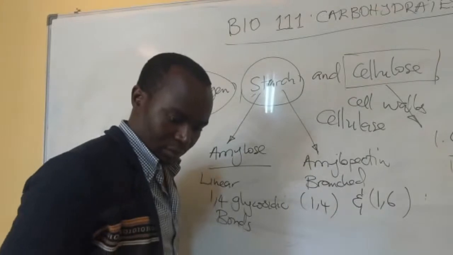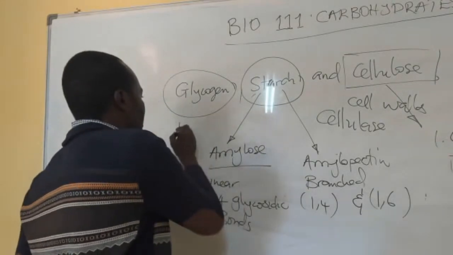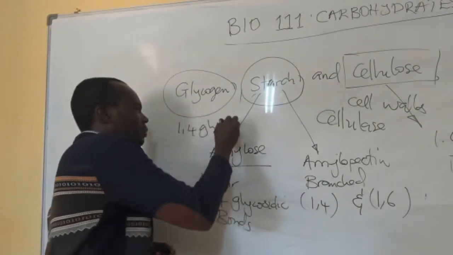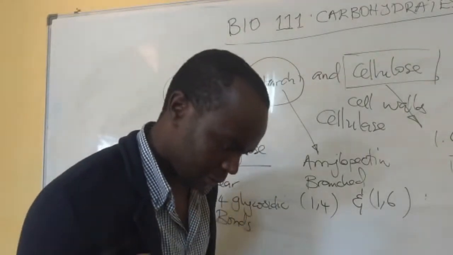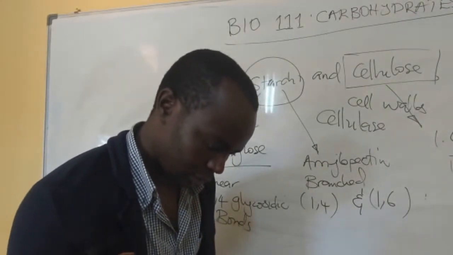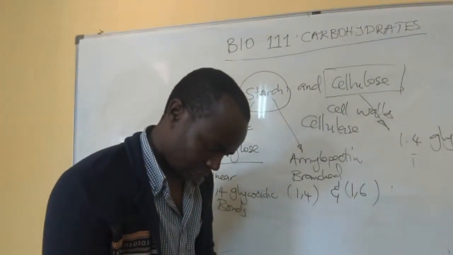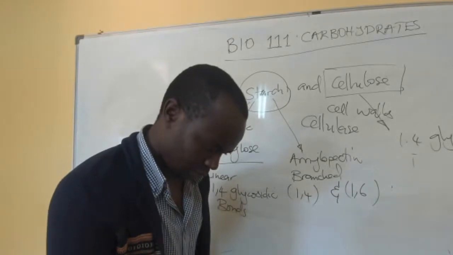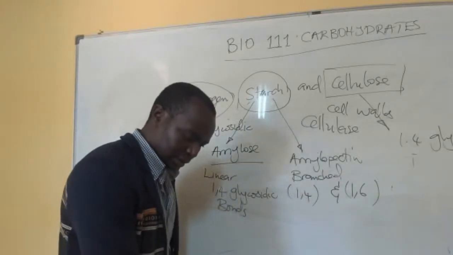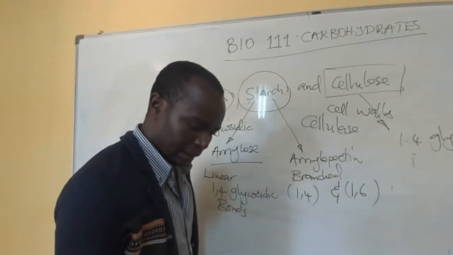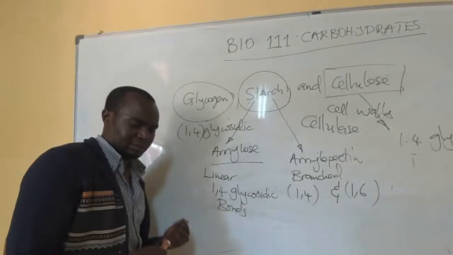Glycogen also has 1,4 glycosidic bonds. I thought of talking about that because it's very important for this course. Question number 9 says, explain how cellulose differs from starch and glycogen. Okay, I think I've explained much about this.